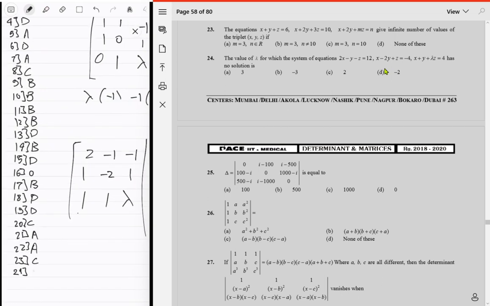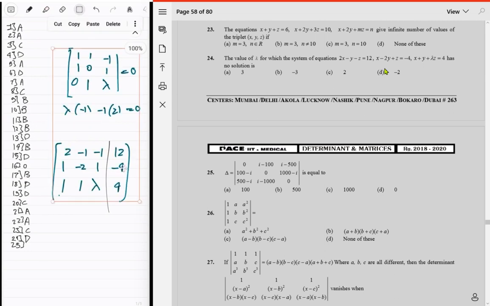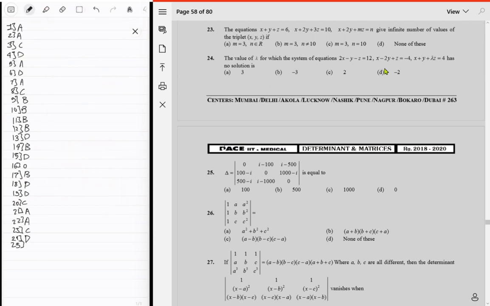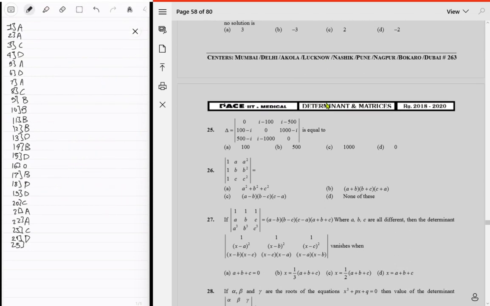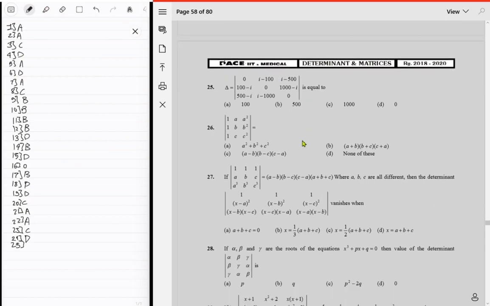Next question. 25. 25 is if delta equal to this thing. Okay, what is this actually equal to? Got it. 0, 100 minus iota. This is iota or what? Or it's just some variable which you don't care about? No, this is probably iota. This probably is in fact iota. Okay.